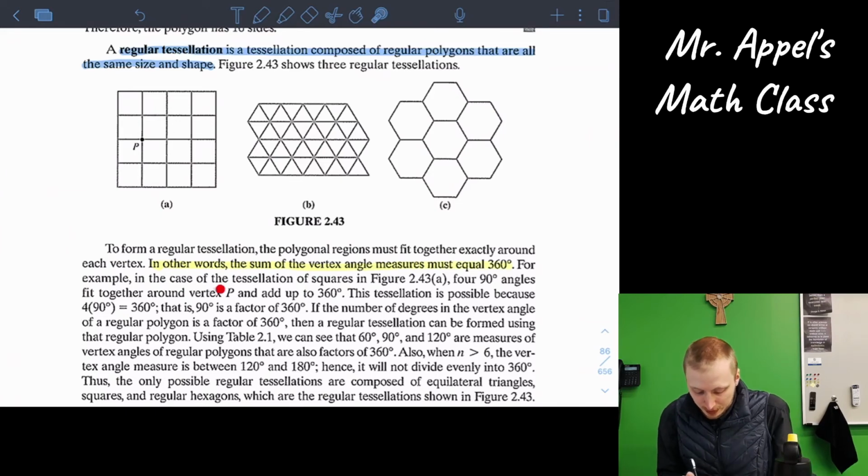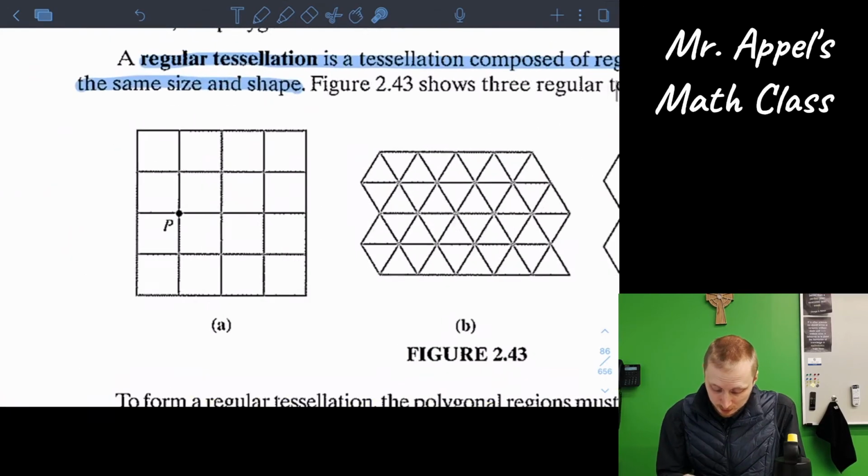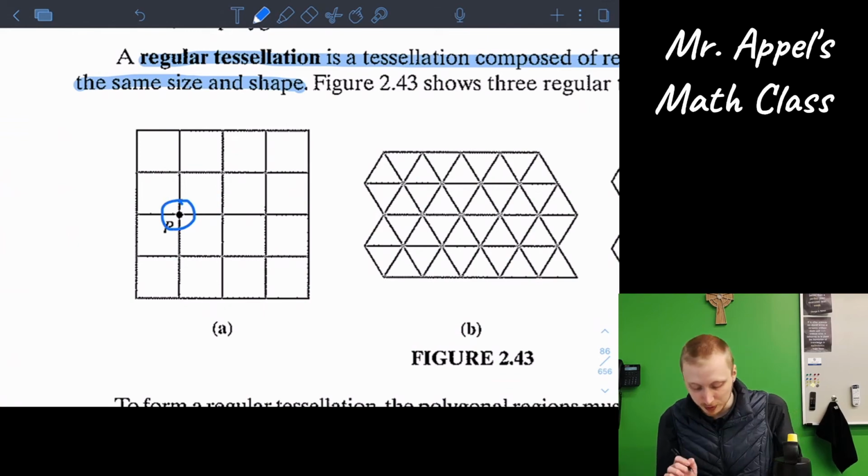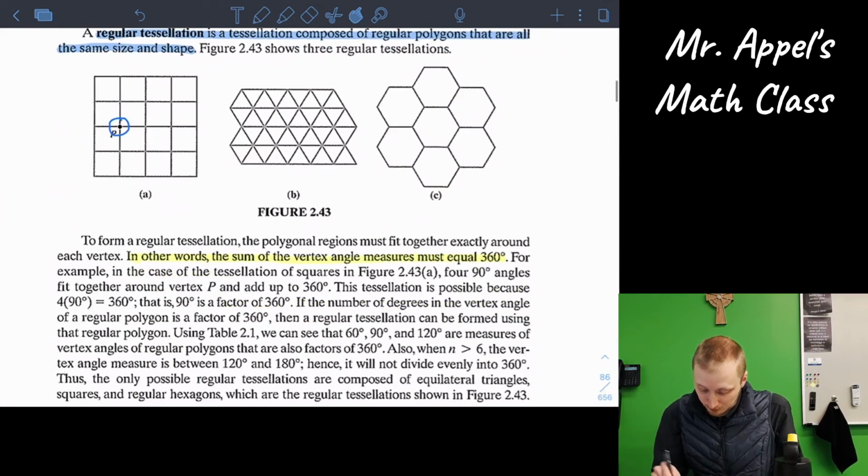For example, in the case of the tessellation of squares in 2.43A, right here, 4 90-degree angles fit together around vertex P. It would work for any of them. We're going to pick this point just for reference and add up to 360. Right? Go ahead and look at that. We've got this 90 degrees here, this 90 here, this 90 here, this 90 here. So all the way around this point, 360 degrees. This tessellation is possible because 4 times 90 degrees equals 360 degrees. That is, 90 degrees is a factor of 360 degrees.